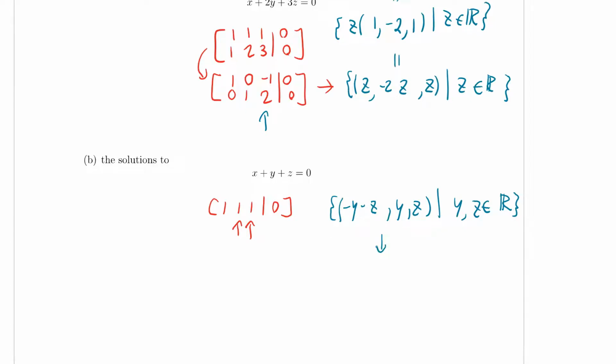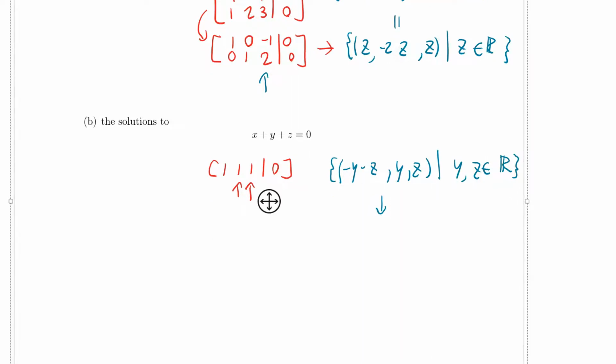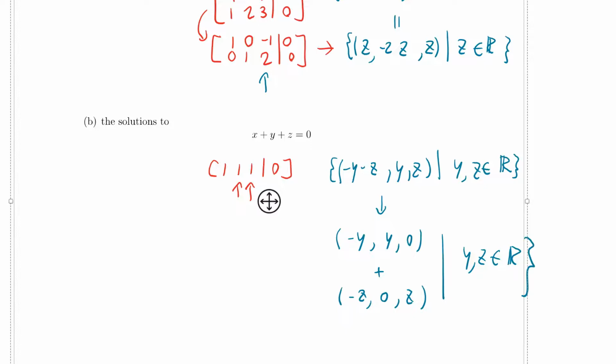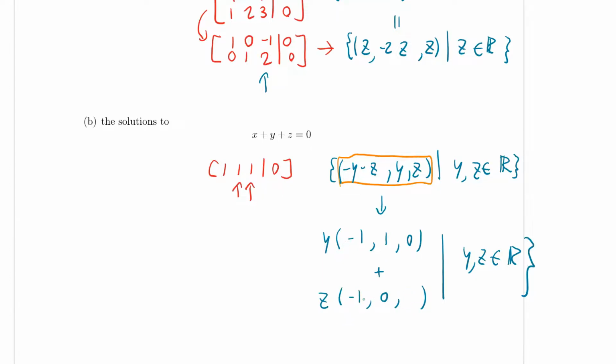Let's see. Notice that vectors in this form, if I separate the y and the c out, can be written as the sum of negative y, y, 0 plus negative c, 0, c, where y and c are real numbers. So I can rewrite the vector negative y minus c, y, c as a sum of these two vectors. And now I can pull the y out. The first is y times negative 1, 1, 0. And the second is c times negative 1, 0, 1.